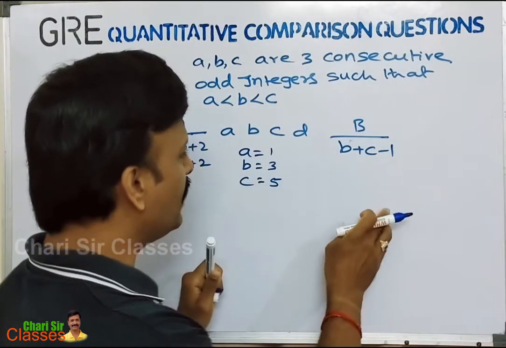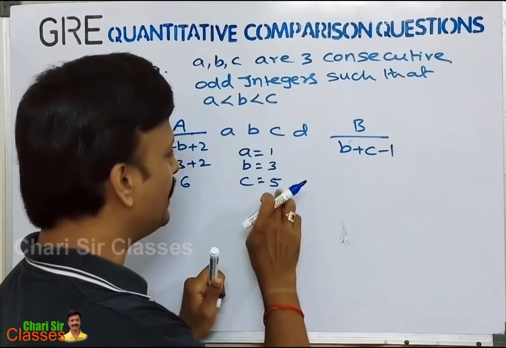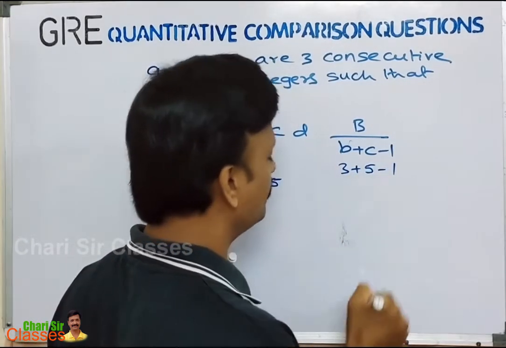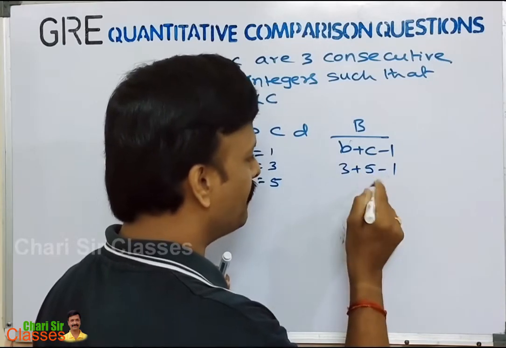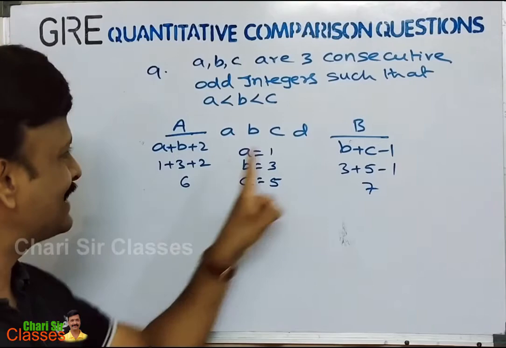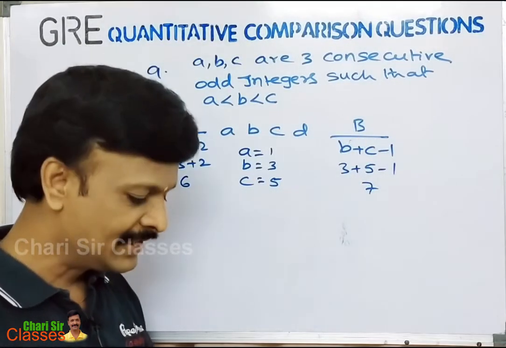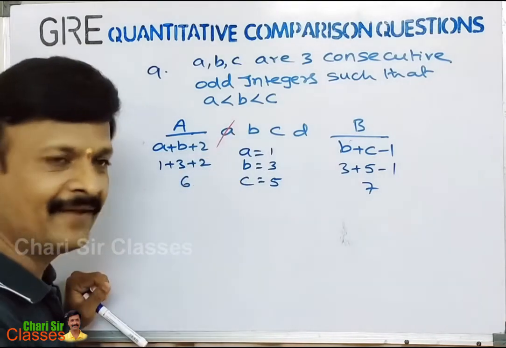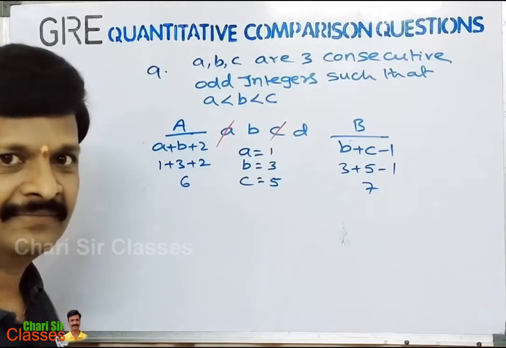And in quantity B also we put the values B plus C minus 1, that is 3 plus 5 minus 1, that is 8 minus 1, 7. Now you can compare the quantities. Quantity A is 6 and quantity B is 7. 7 is greater than 6, therefore quantity B is greater. You can eliminate A, you can also eliminate C.